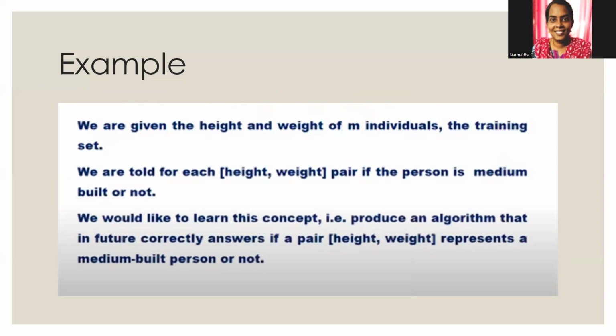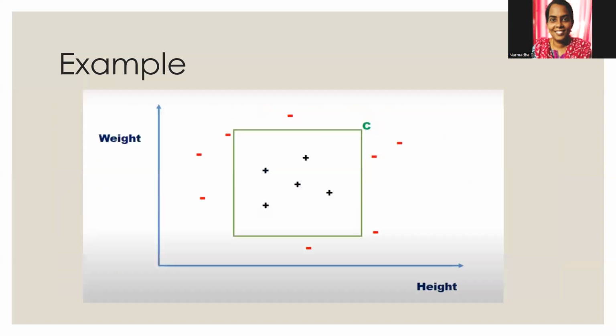We can understand this with the help of an example. Say you have the height and the weight of m different individuals, and you are going to train your model on this given data set. The model has to predict whether the person is a fit person or not. So if you would like to produce an algorithm in future that will be able to correctly answer based upon the pair.